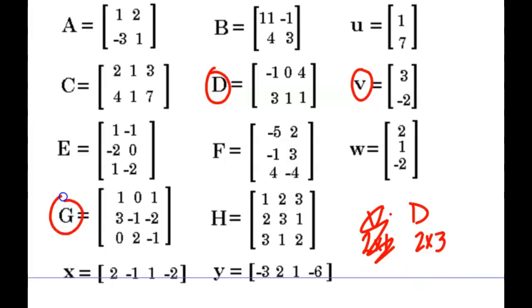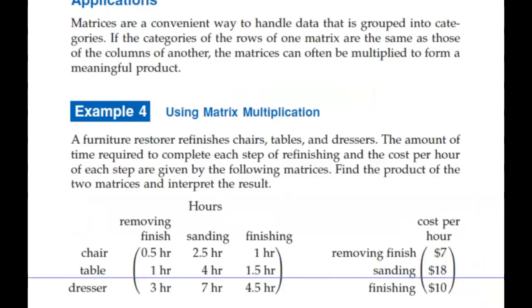Well, what about G? G is a 3 by 3, right? So these match. So you could do D times G, and the resultant would be a 2 by 3. Okay? Rather than pick out a bunch of those, I'm going to show you this one example.